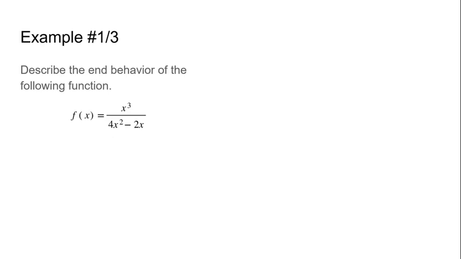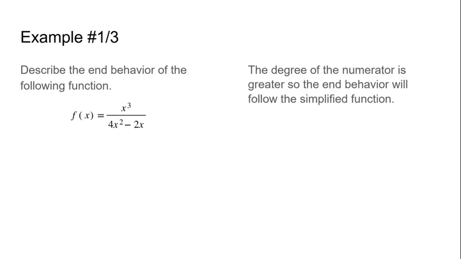So here we have a rational function, and the degree of the numerator is greater than the degree of the denominator. So the end behavior is going to follow the simplified function of the leading terms. So we're going to take the leading terms and simplify, and we get a linear function. Now this is a positive linear function, which means as we go towards negative infinity, it's going to decrease, and as we go towards positive, it's going to increase.